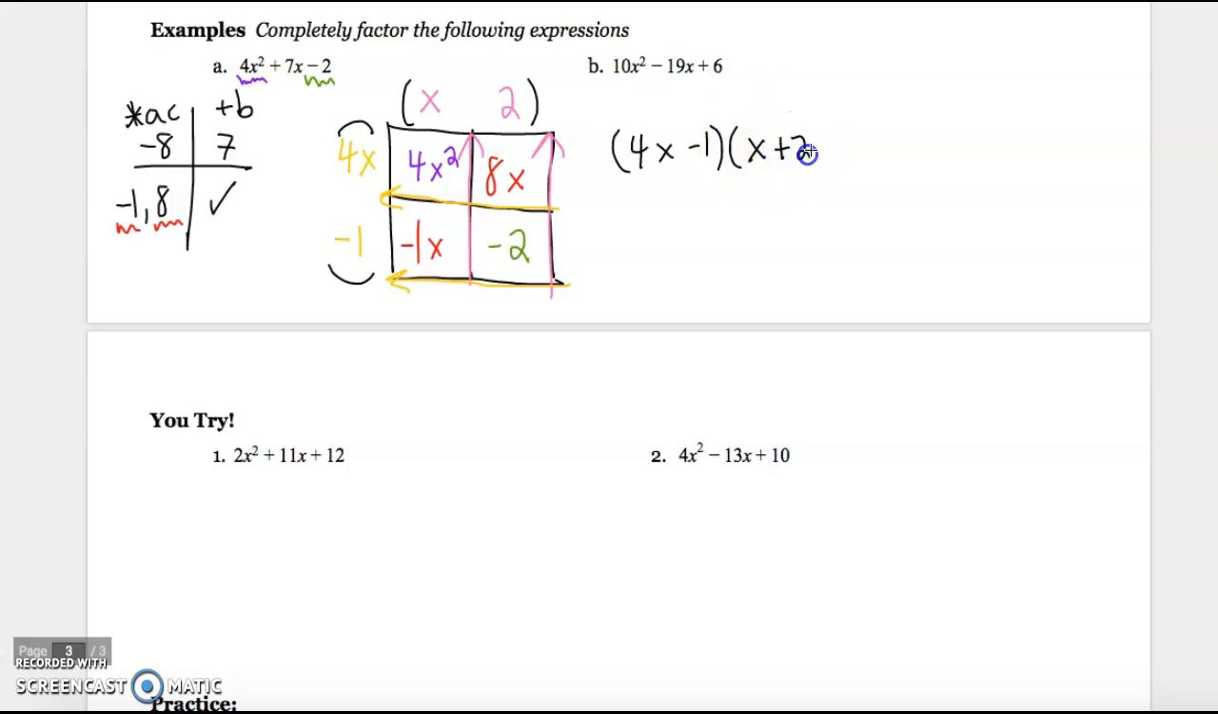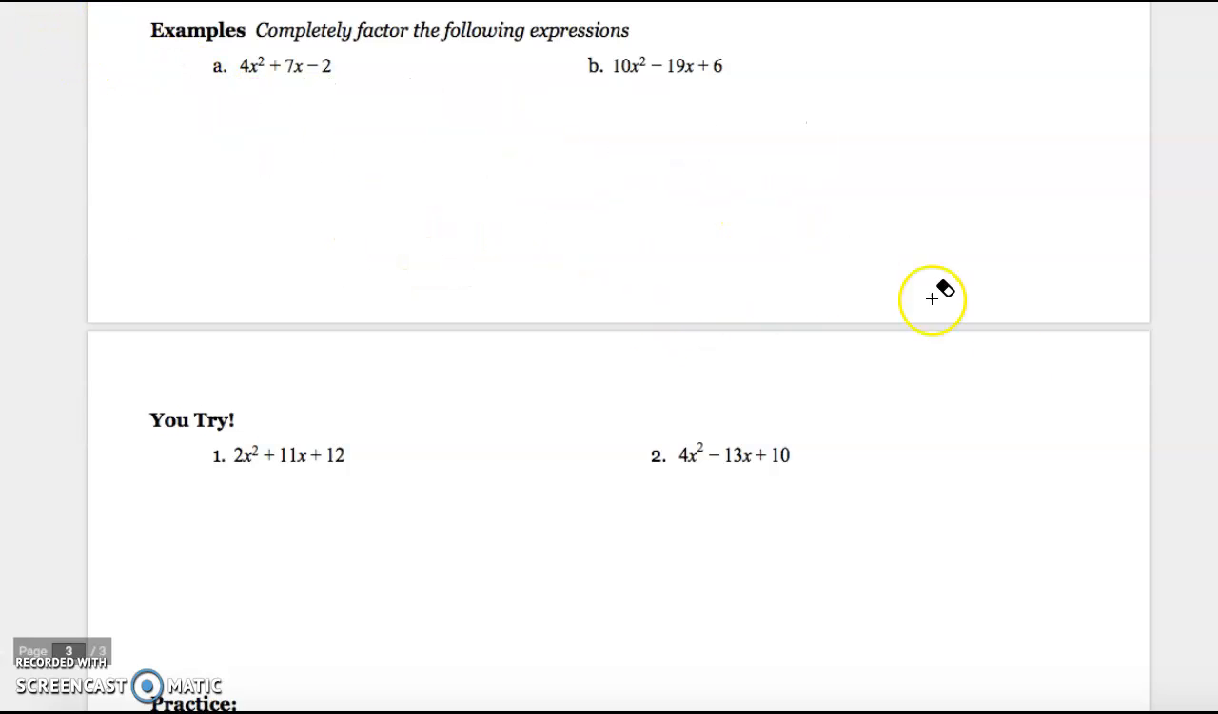plus 2. Okay, and if I was going to actually solve this out, then I would set them separately equal to 0 and then solve for my x values, but right now this video is just working on factoring because that's usually where we have the most trouble. Okay, so magically my work for part A erased. If you need it again, just rewind the video and you can go back and find it.